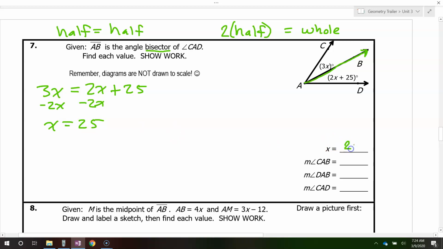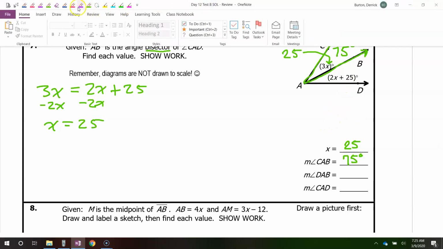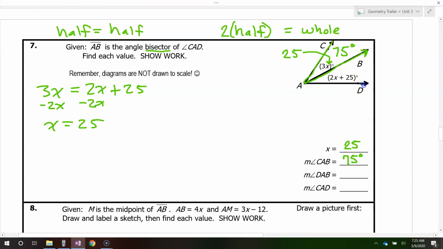All right, that's helpful. I should be able to substitute 25 in for x right there. 3 times 25 is 75. And this is angle CAB. So angle CAB will be 75 degrees. Now this other angle is DAB. That's the other half. So this should also be 75 degrees.